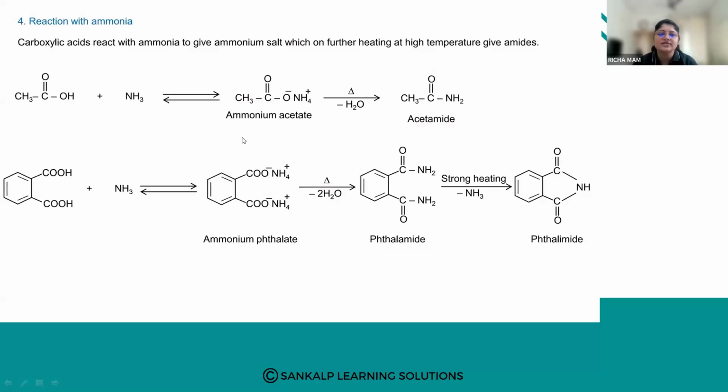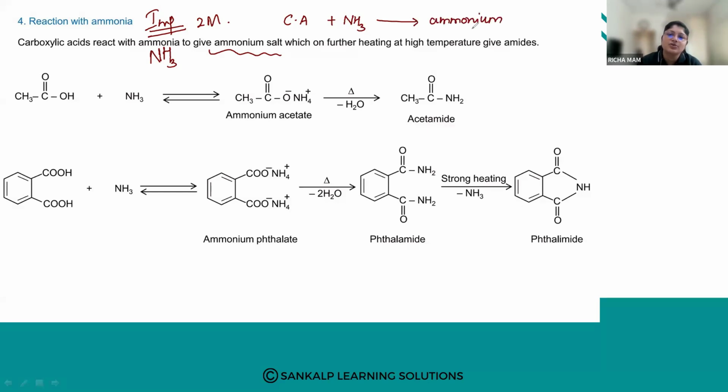Next is reaction with ammonia. Very important reactions. Mark this important, 2 marks question. So here, carboxylic acid is reacted with ammonia. What is ammonia? NH3. To give you ammonium salt. We are going to treat the carboxylic acid with ammonia. With this, what are we going to get? Ammonium salt.